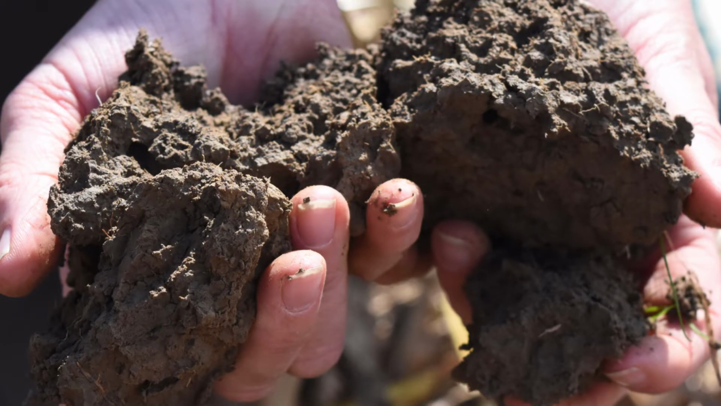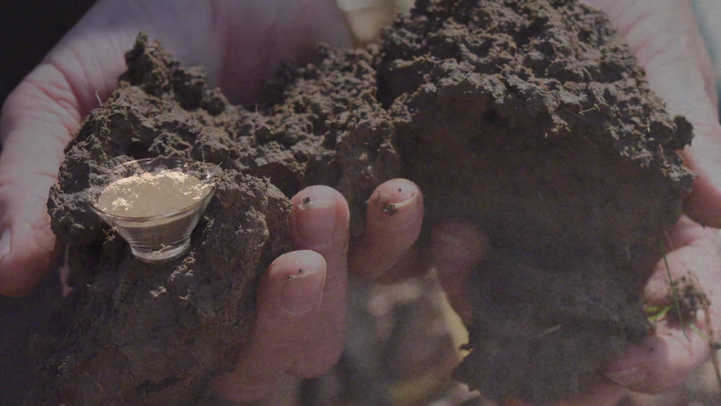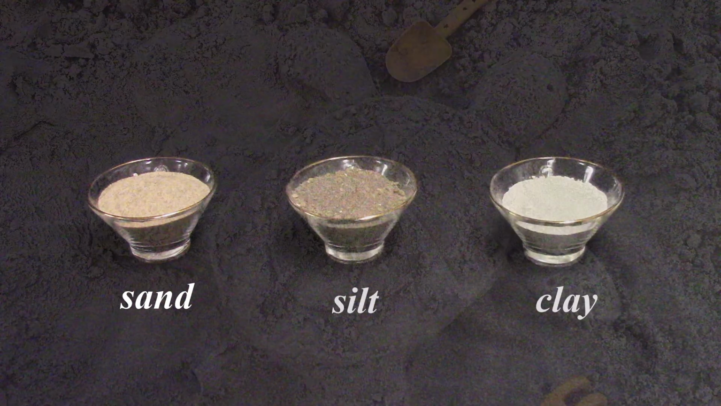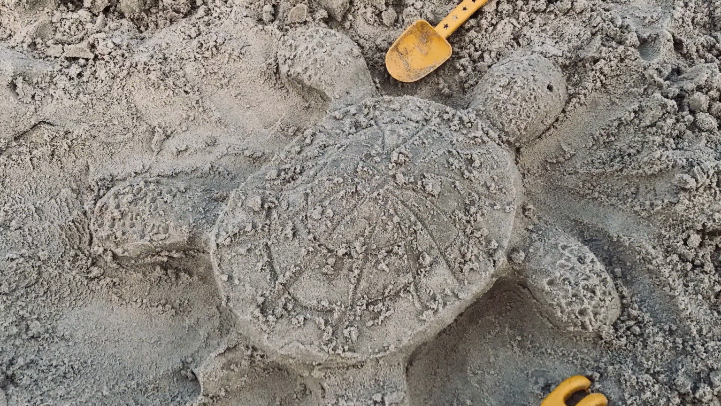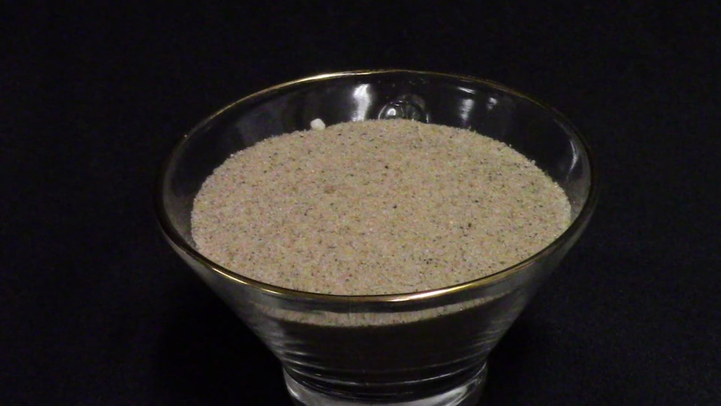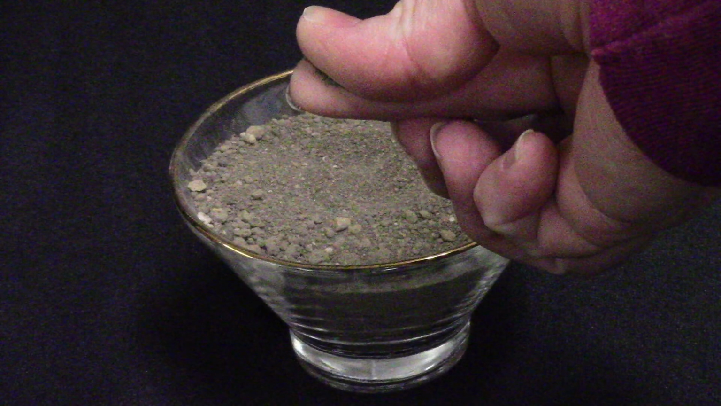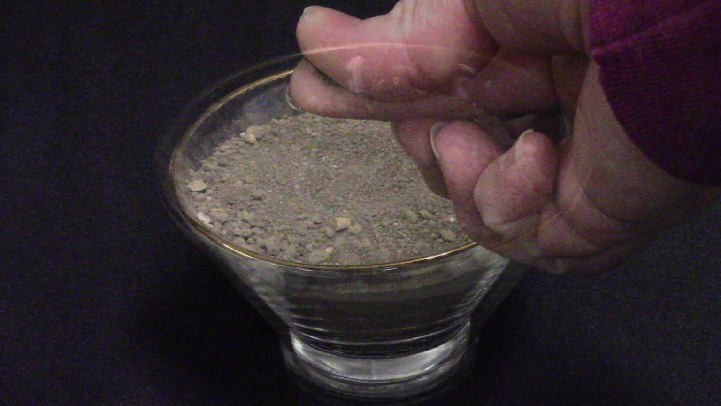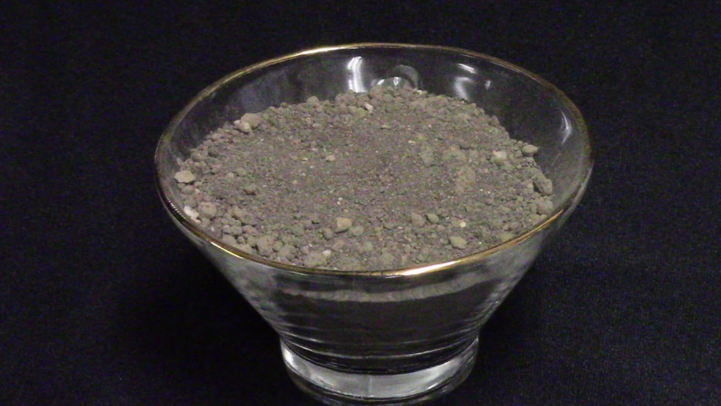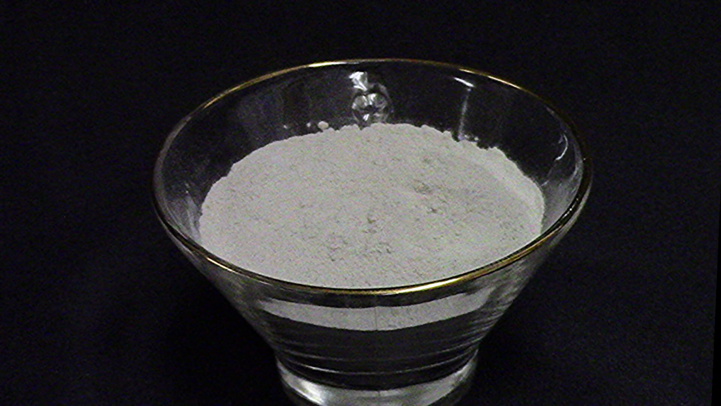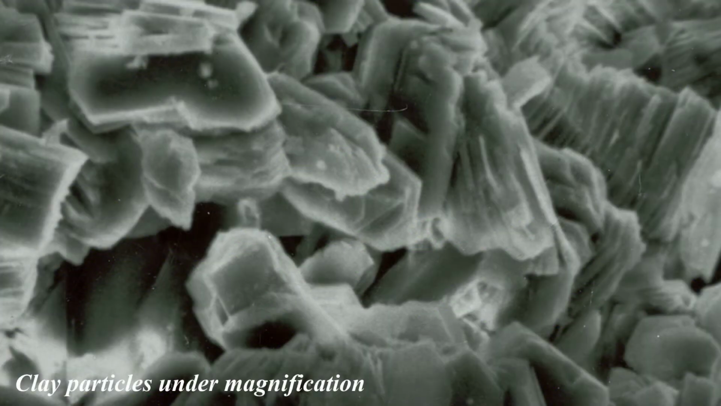There are 3 different mineral particles that make up soil: sand, silt, and clay. We know sand from the beach or a sandbox. These particles are large enough that you can see them without a microscope. Silt feels a bit like flour when you rub it between your fingers and is 10 times smaller than sand. It's so small you can barely see it. Clay particles are the smallest particles. They are 100 times smaller than sand particles. They are so small you need a microscope to see the individual particles.